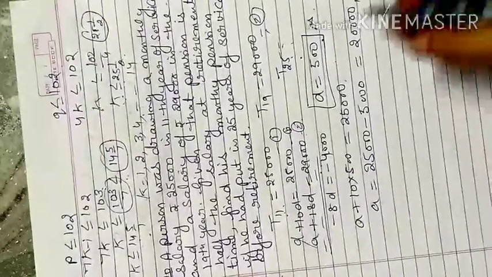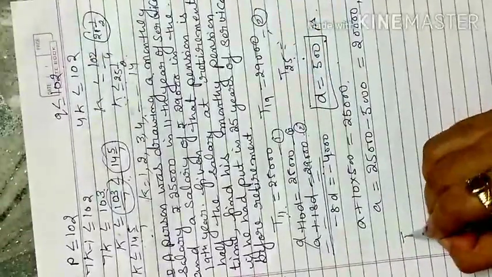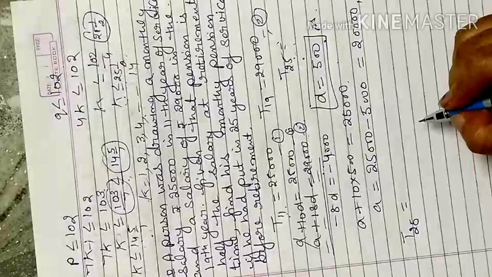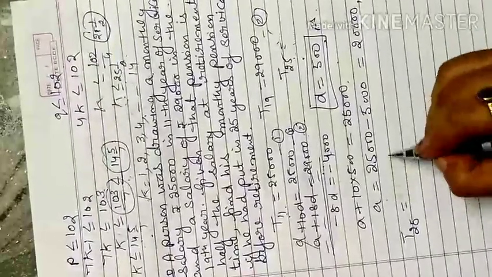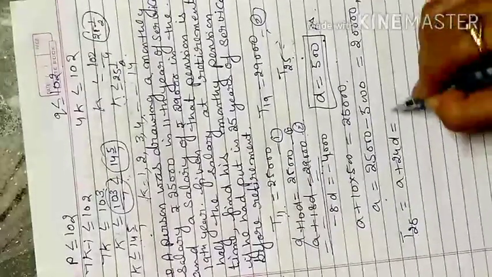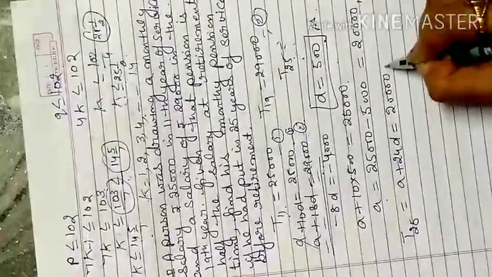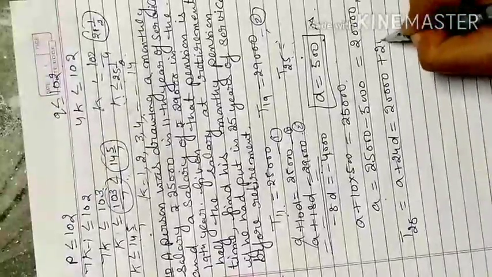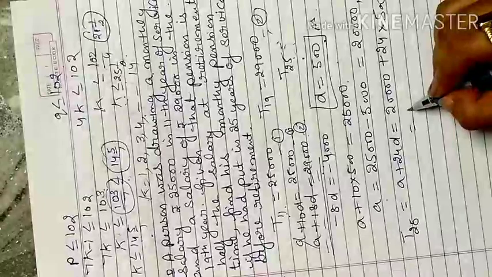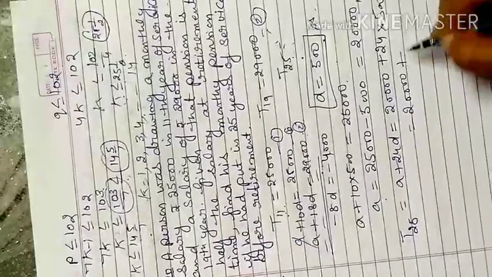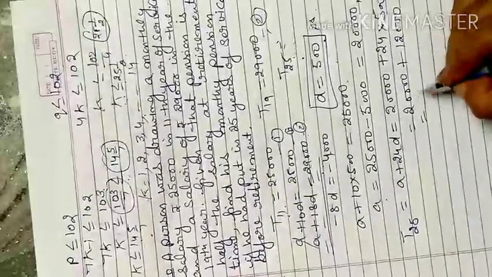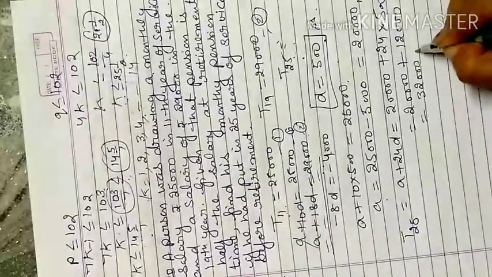Okay, so now you have to find, at the retirement of the service, that is the 25th year of his service, what was his salary. So the term is a plus 24d. A value is 20,000 plus 24 into 500, because d value is 500. Then 24 into 500 is 12,000. When you add this, that gives you 32,000 rupees.